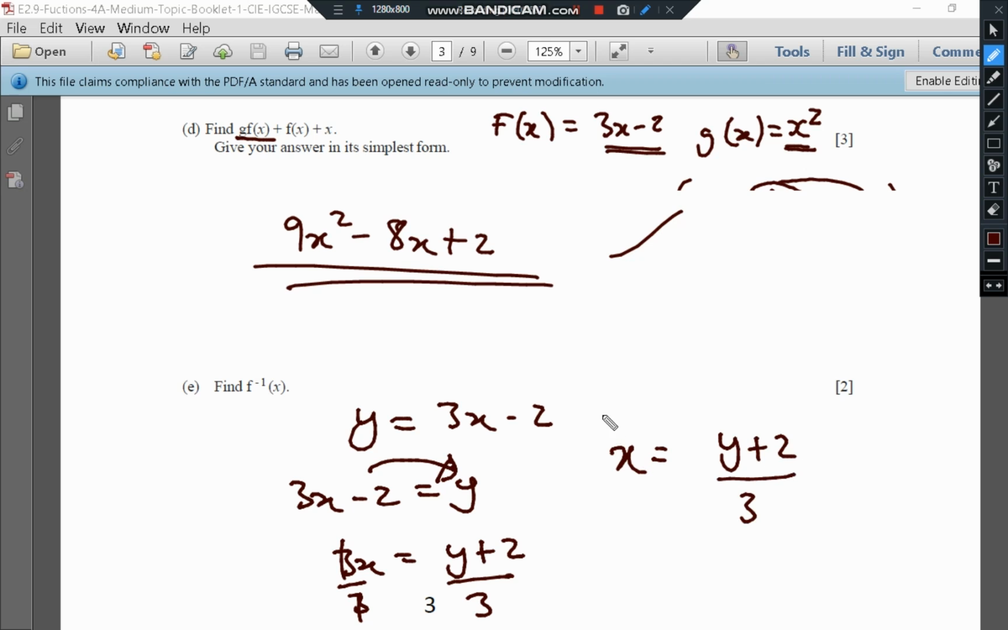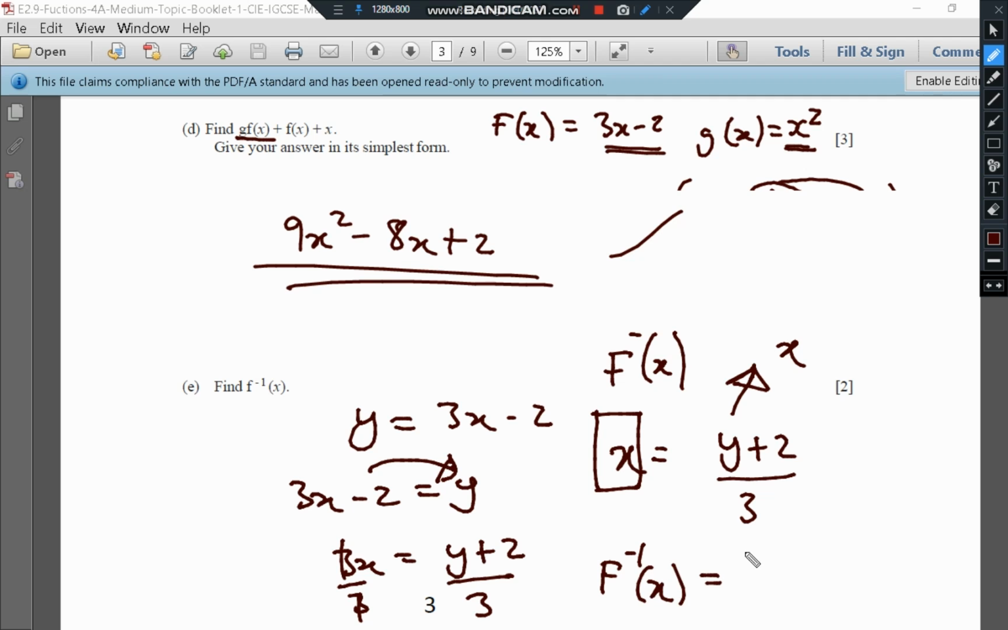Now at this point we are done. We substitute this with f inverse of x, and then the y becomes x. So that means f inverse of x is the same as x plus 2 over 3. Your full 2 marks.